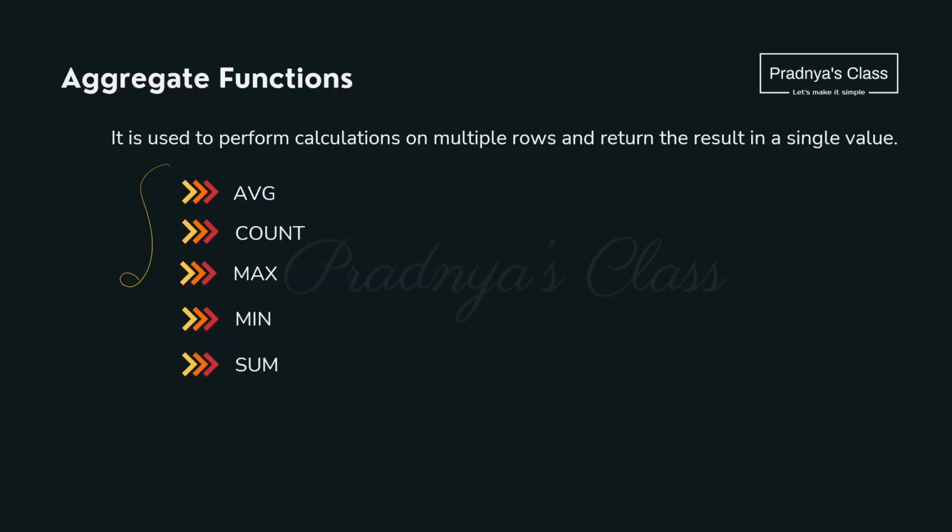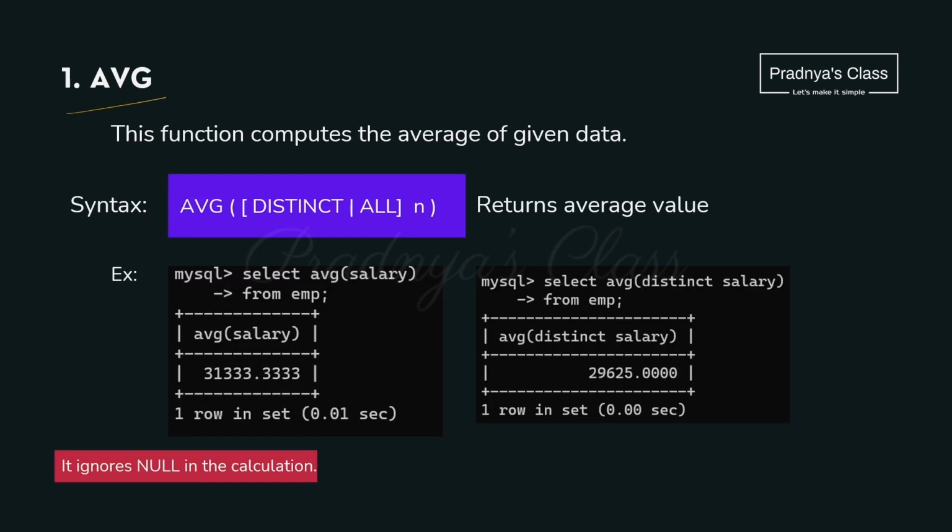Here are some of the aggregate functions that we are going to study: average, count, max, min and sum. The first is average. It is used to calculate the average of the given data. Here is the syntax AVG, then in brackets we will mention the column name on which we need to apply it. Look at the query. Select average salary from EMP. Look at the output. We are getting the average of all the salaries. While calculating average, if you don't want to include duplicates, then you can use the keyword DISTINCT along with the column name.